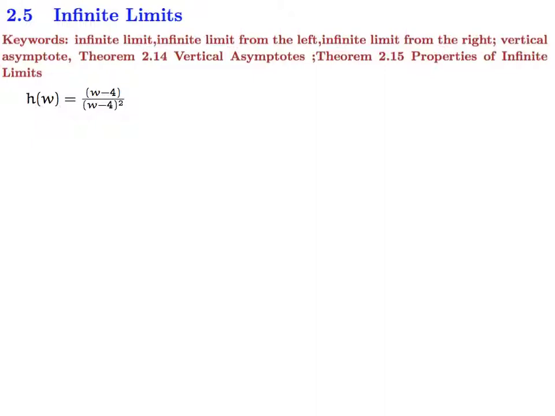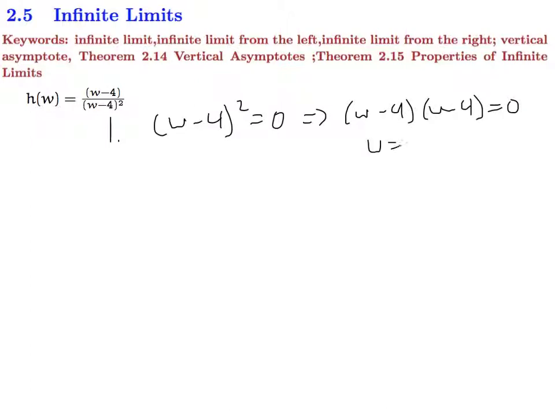So now that we've gotten good at this, let's try one more example. Feel free to pause the video and try this one yourself. But here we go. We have a function h of w equals (w minus 4) over (w minus 4) squared. So step 1, of course, is we need to figure out what's going to make this denominator equal to 0? And remember, (w minus 4) squared is fancy talk for (w minus 4) times (w minus 4) equals 0. So in this case, w is only equal to 4.